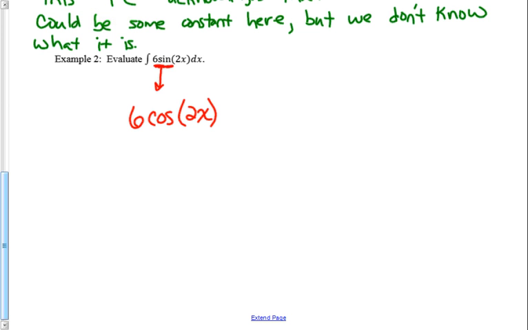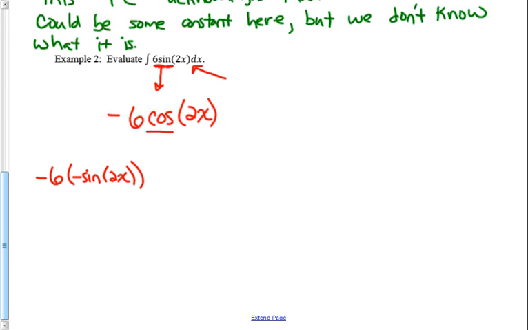But let's think about this for a minute. When I take the derivative of cosine, I get negative sine. Well, there's no negative in my antiderivative up here, which means I really need a negative down here. So if I take negative 6 times the derivative of cosine of 2x, that's going to give me negative 6 times negative sine of 2x.